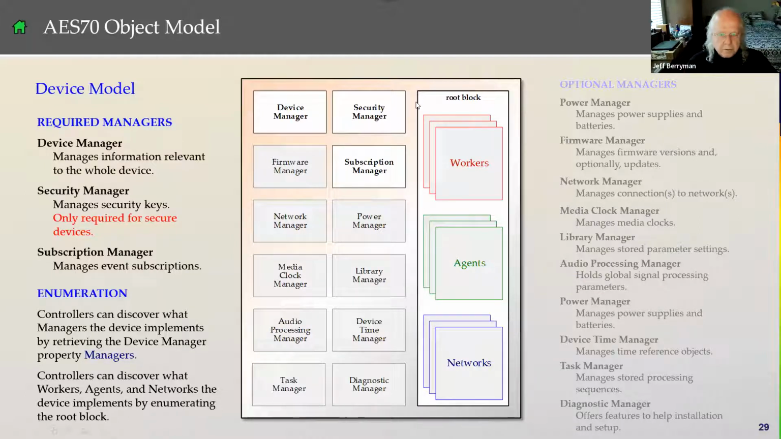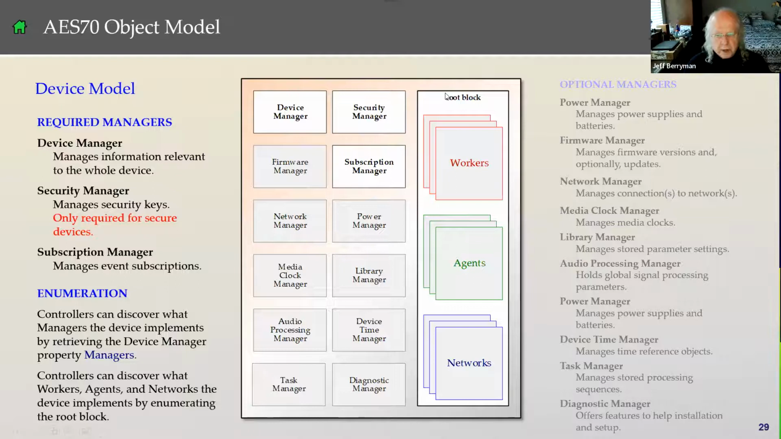The more interesting part is what's inside the root block. It has to have a root block. Root block always has an object ID of 100. And, by the way, these managers have fixed object IDs too. The object ID of the device manager is 1. And I can't remember what the subscription manager is. It might not be 2. They're historical. Anyway, they're fixed and they're documented.